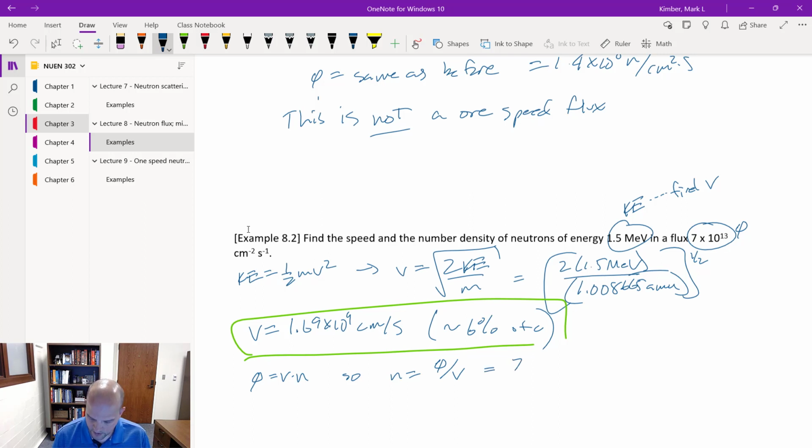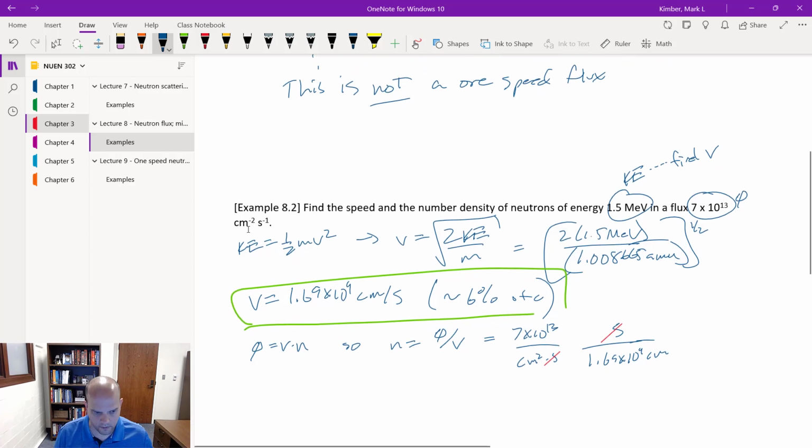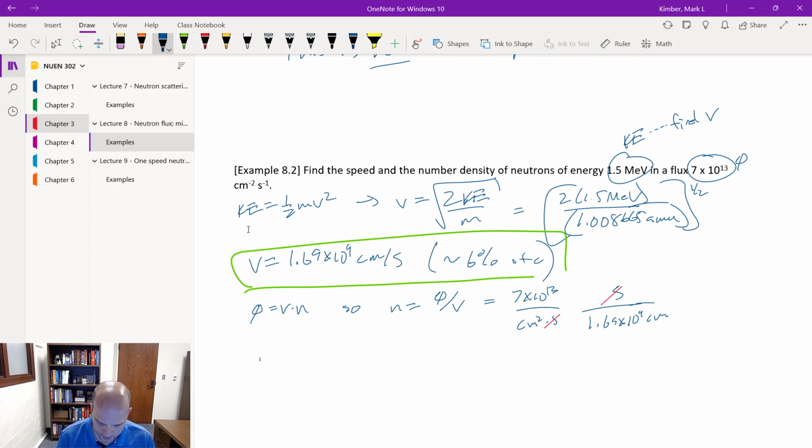And the flux is given here, 7 times 10 to the 13th per centimeter squared per second, divided by the velocity, and so that's going to be 1.69 times 10 to the 9th centimeters per second. My seconds cancel out, and I'm left with the beam density, which should be number of neutrons per unit volume, and that's what we get. Do this calculation, and I get my beam density is going to be equal to 4.14 times 10 to the 4th neutrons per centimeter cubed.